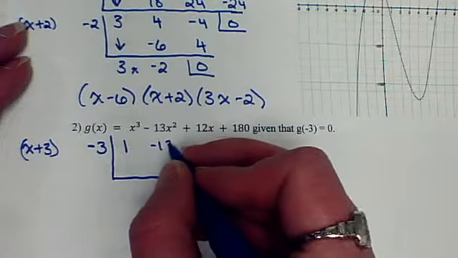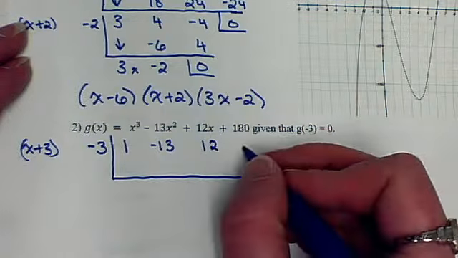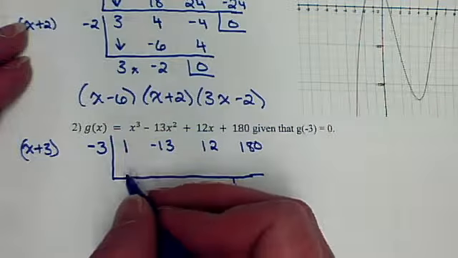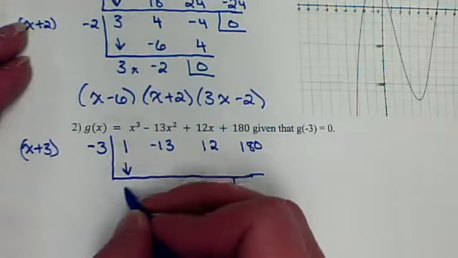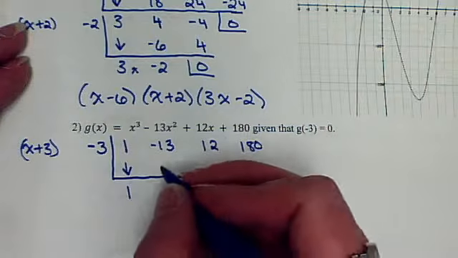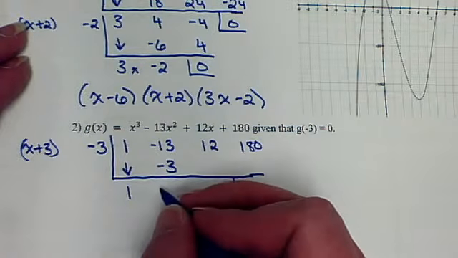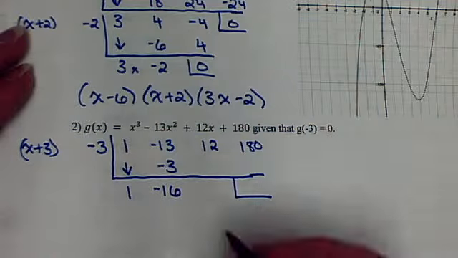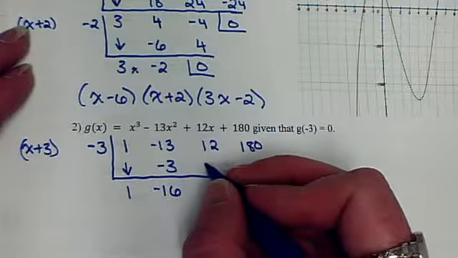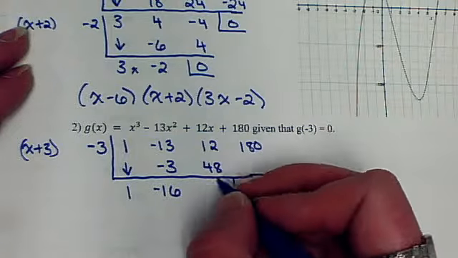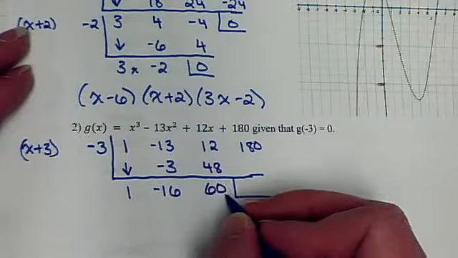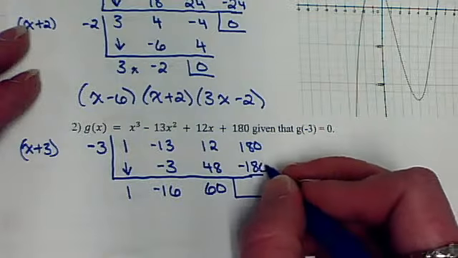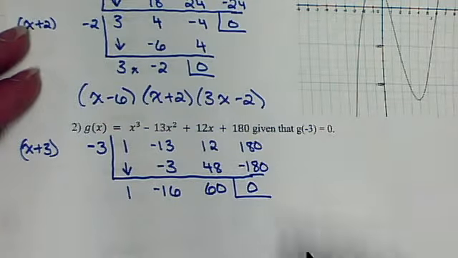It's 1, negative 13, 12, and 180. Bring down the 1. 1 times negative 3 is negative 3. Add, I get negative 16. Negative 16 times negative 3, that's going to be 48. Add, I get 60. 60 times negative 3 is going to give me a negative 180. When I add, I get 0.